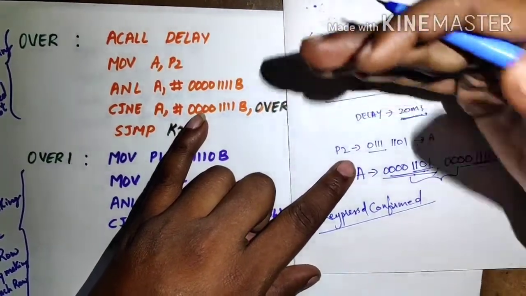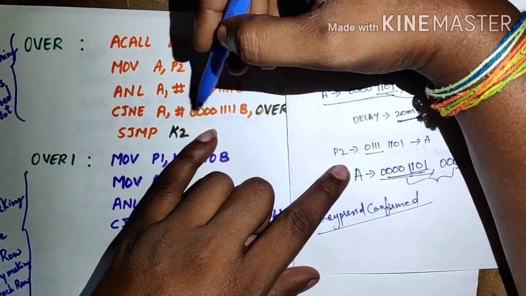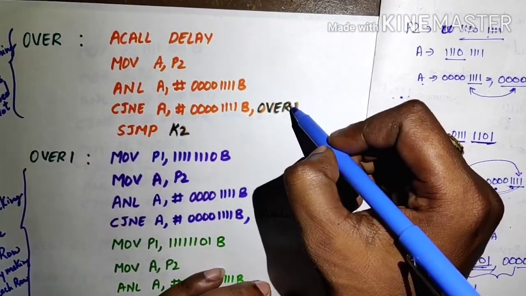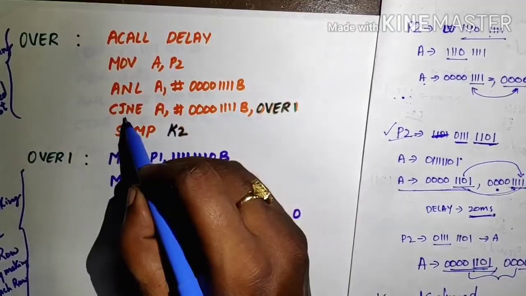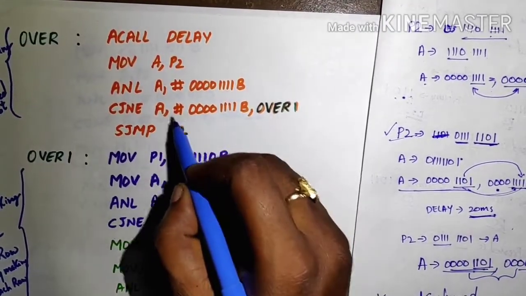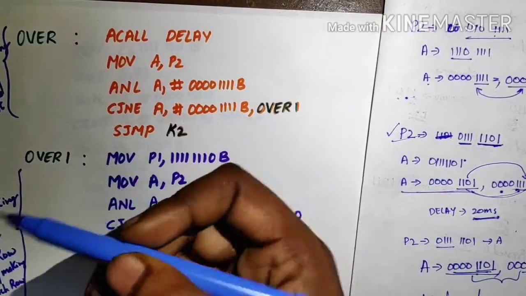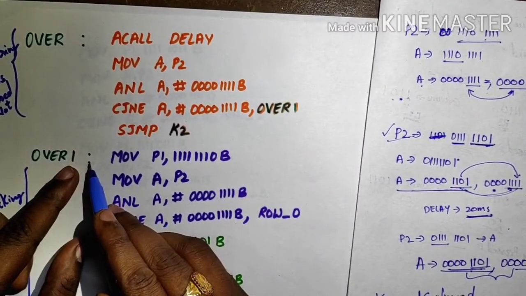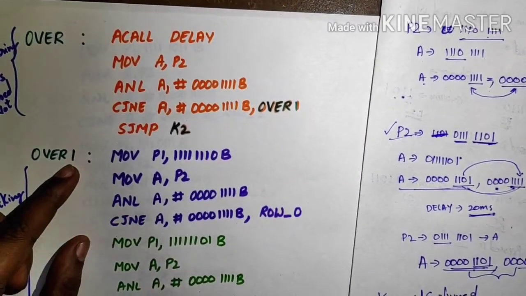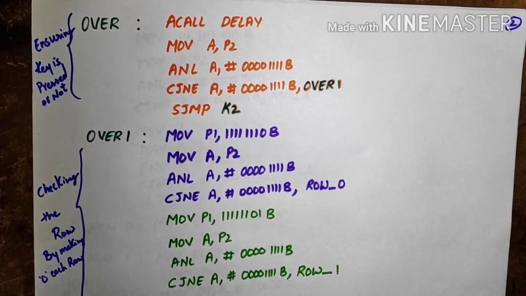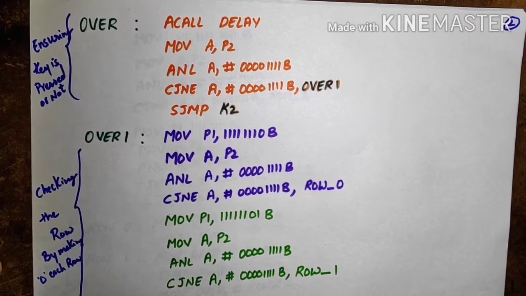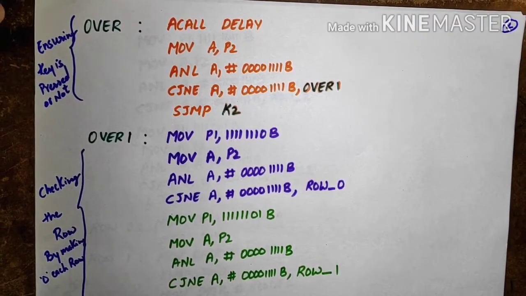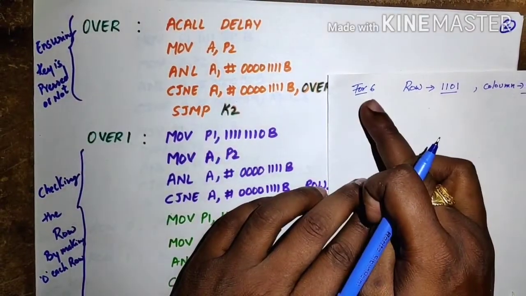Now we have to find out which row this particular key press belongs to. That's why our program is shifting from here to here, with this condition, compare and jump if not equal. As these two values are not equal, our program will jump to here, the next step of our program. Now we have to find the value of the row, that is, which row the particular key belongs to.